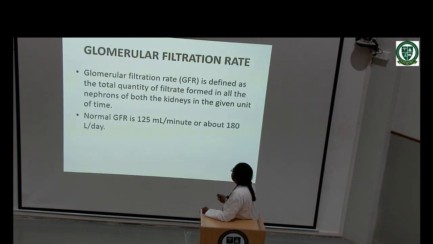Now we will see what GFR is. It is defined as the total quantity of filtrate formed in all the nephrons of both the kidneys in a given unit time. Normally it is 125 ml per minute or 180 liters per day. I repeat the definition. It is defined as the total quantity of filtrate formed in all the nephrons of both the kidneys in a given time. Normally it is 125 ml per minute or about 180 liters per day.